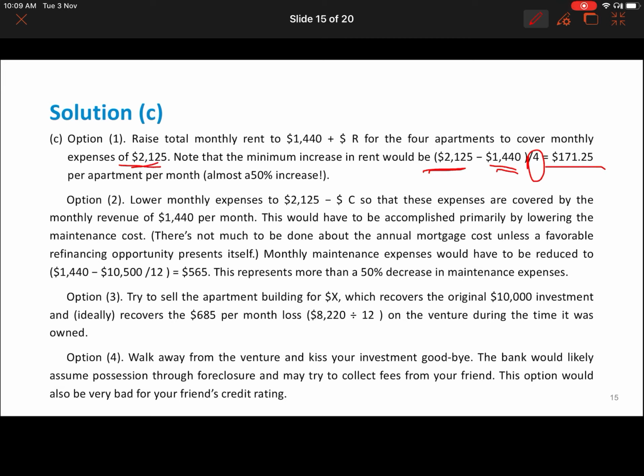I need to increase the rent by $171.25 for each apartment. It's almost increased by 50%. This is the first option.